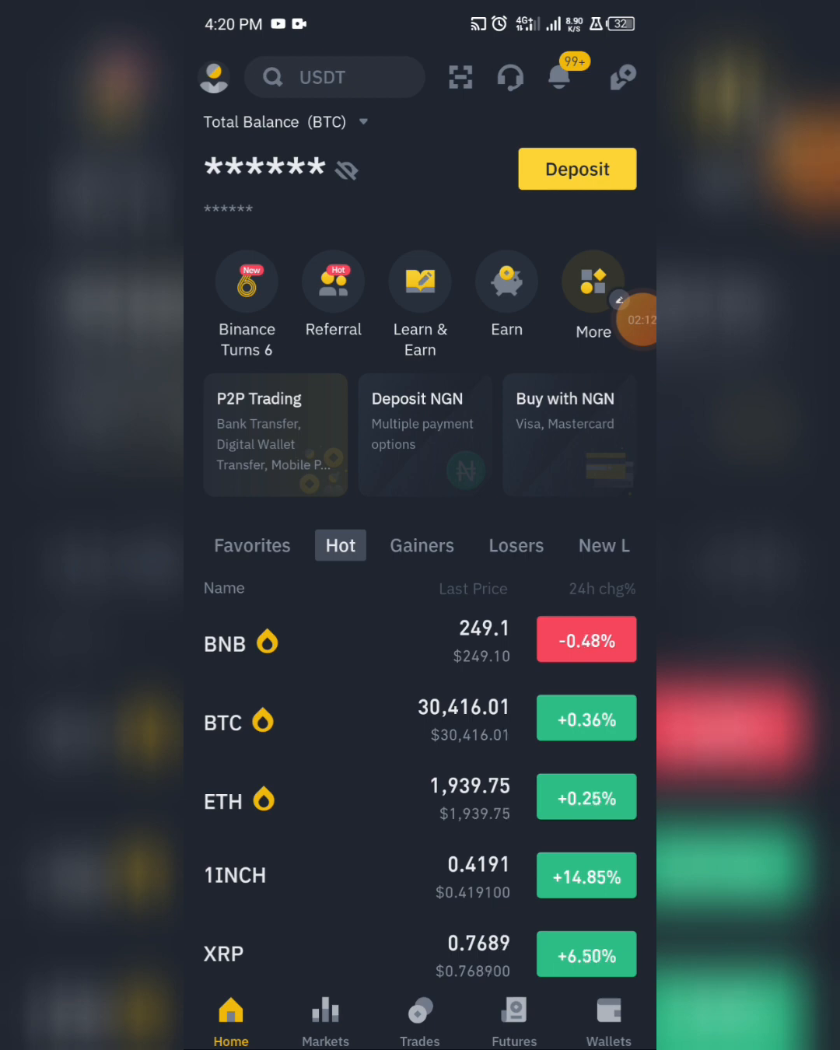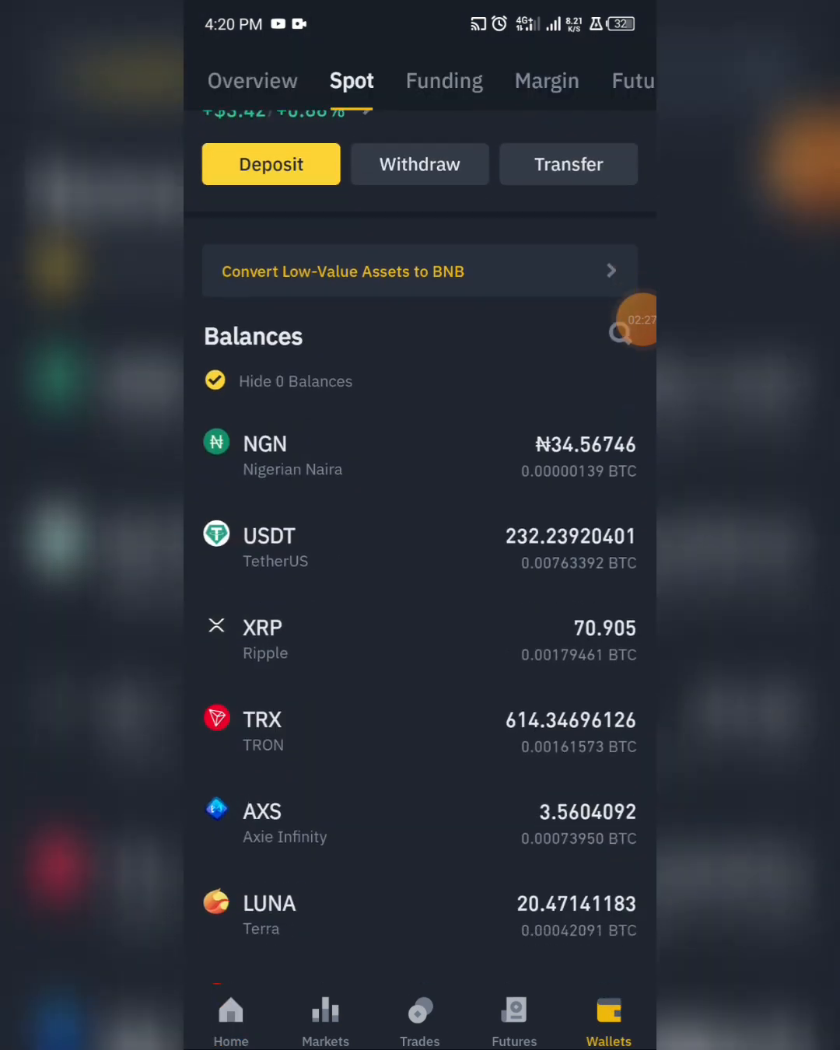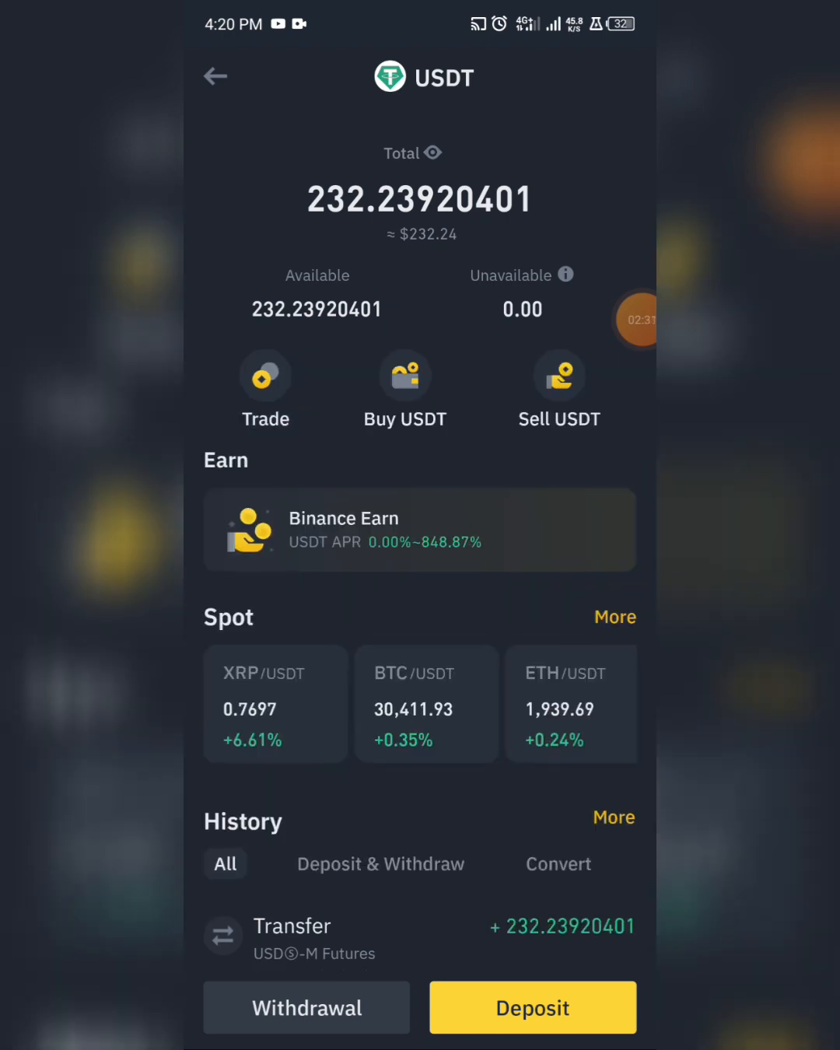So once your account is done, the next thing you need to do is to fund your Binance account with any amount of USDT, 10, 15, 20, depending on your capacity. Fund your Binance account using your spot wallet. So this is my spot wallet. You can see I have 232 USDT on my Binance account.